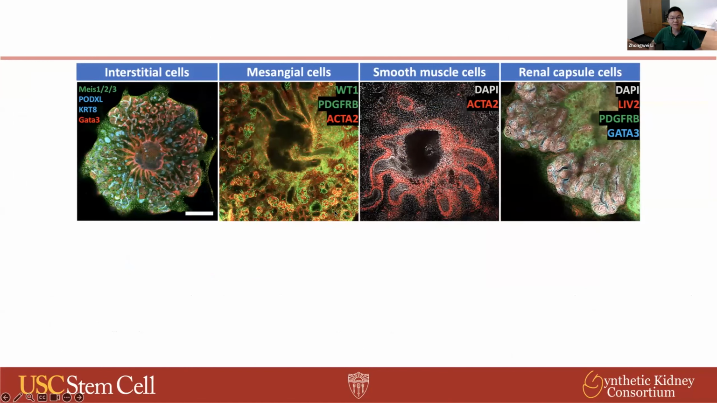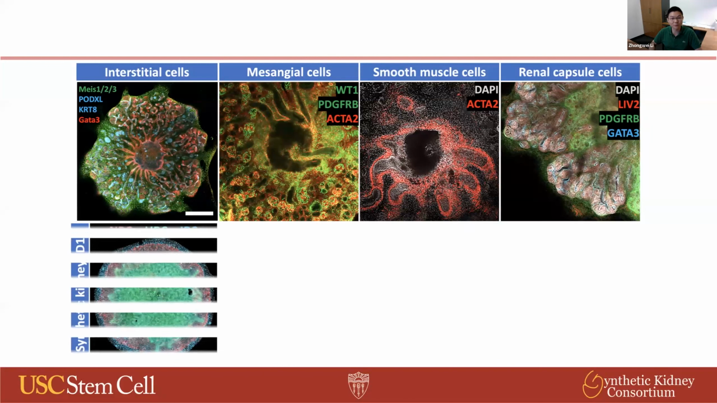Surprisingly, in addition to the formation of nephrons and the collecting duct, we found the formation of various types of stroma cells, including interstitial cells, mesangial cells, smooth muscle wrapping around just the central collecting duct network, and the renal capsule cells expressing NIV2 exclusively on the periphery of the synthetic kidney structure. So this was surprising because we didn't include IPCs, the progenitor cell type that normally generates stroma.